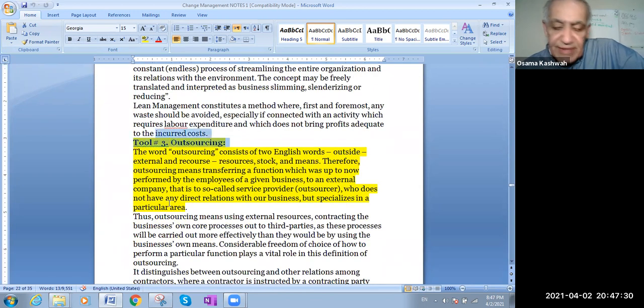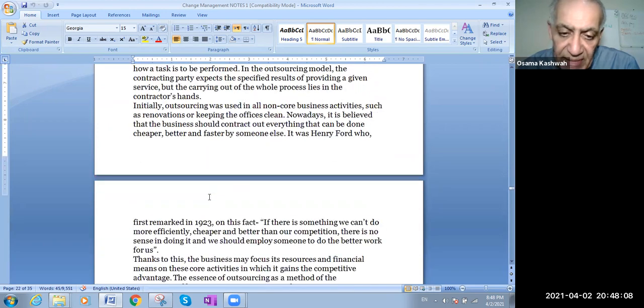How about outsourcing? Another kind of change. What is it? The word outsourcing means you are looking outside, at external resources. Therefore, outsourcing means transferring a function which was up to now performed by the employees of a given business to an external company, the so-called service provider or outsourcer, who does not have any direct relation with the business but specializes in a particular area. This is the outsourcing, and this is a type of change as well.